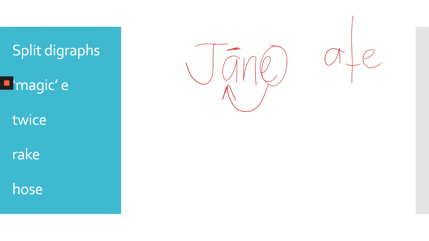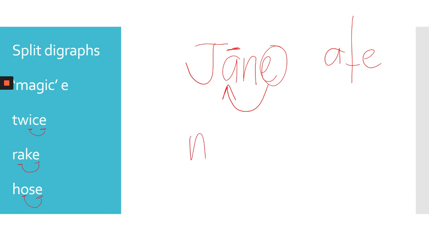Whatever you want to call it, if you think about that idea that it's still two vowels together, they're just split. And you can do that with all the different vowels. So, for example, in my examples over here on the left, we've got twice, and it's got an I and an E, and that's a split digraph. Rake, yeah, split digraph. Hose, split digraph. I like how they make smiley faces too. And you might be able to think of some more examples.